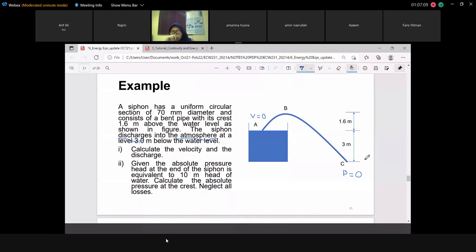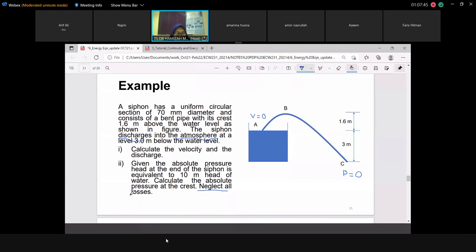Okay, and then the question asks us to calculate the velocity and the discharge. This one is referring to the velocity at B and C, because we know that the velocity for A is 0. Given that the absolute pressure head at the end of the siphon is equivalent to 10 meter head of the water, we need to neglect all the losses. So there are no losses due to the ideal fluid.